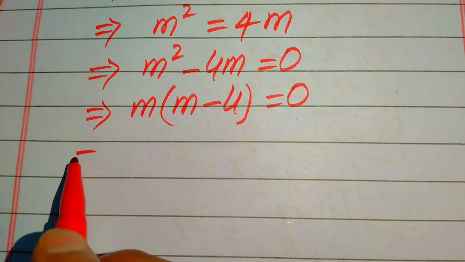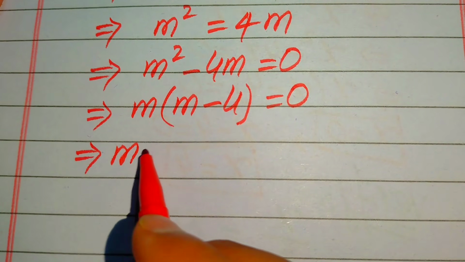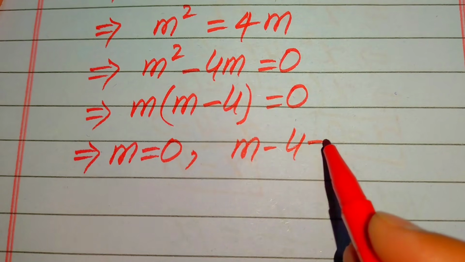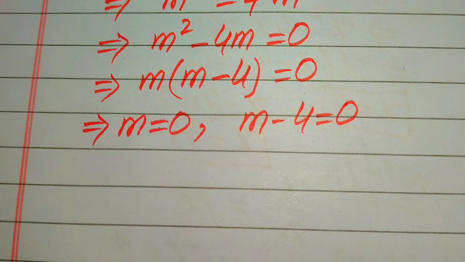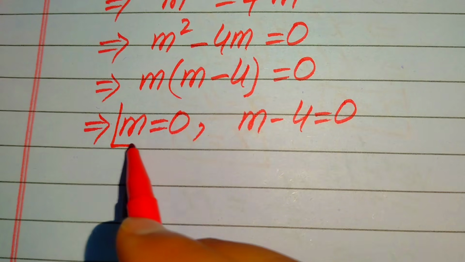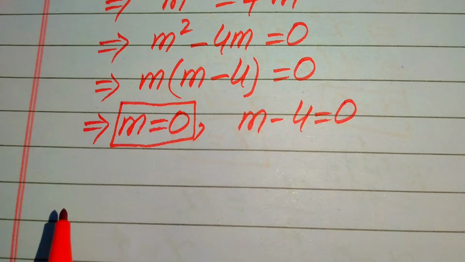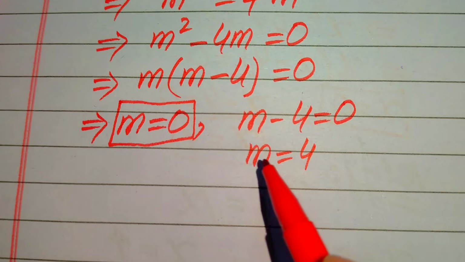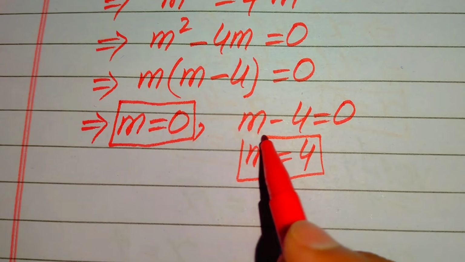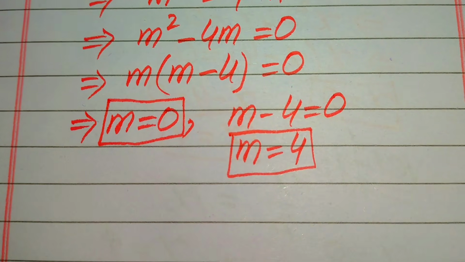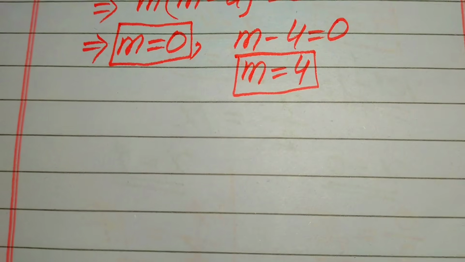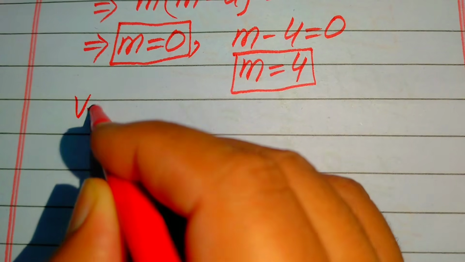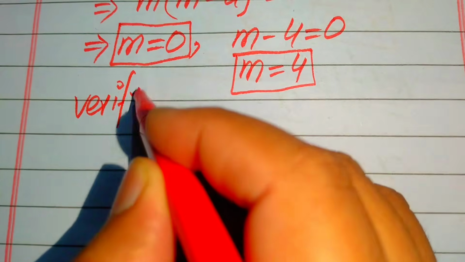And now we divide this equation into two cases. The first case is m is equal to 0, and the second case is m minus 4 is equal to 0. So this is the first root of the given equation, and from here we move minus 4 to the right hand side, and we get the value of m is equal to plus 4. This is the second root of the given equation. So you see that from the first method we get these two roots of the given equation.